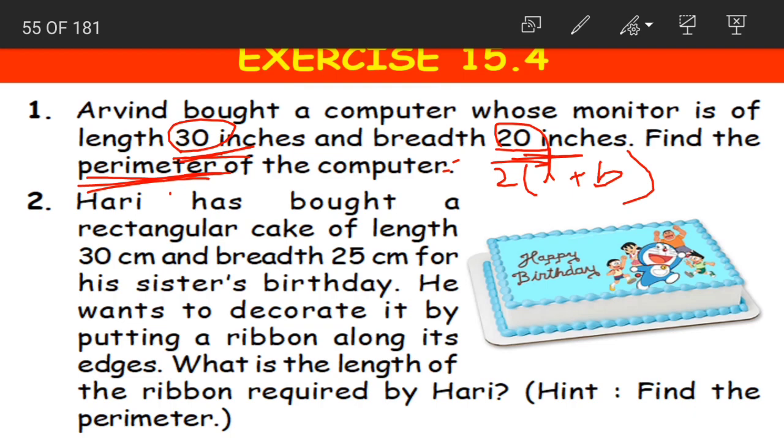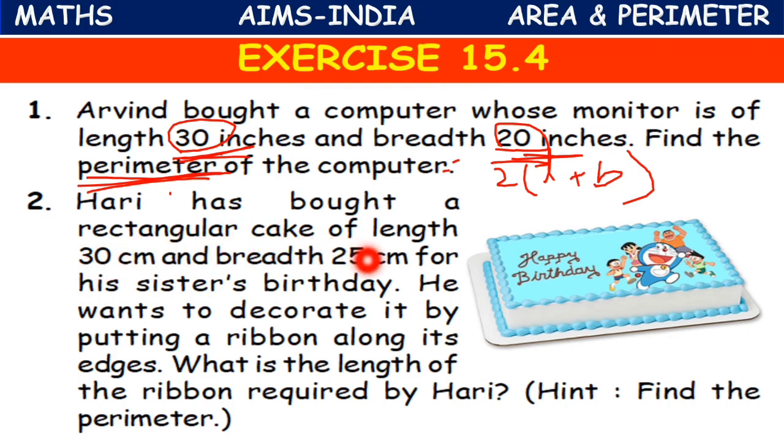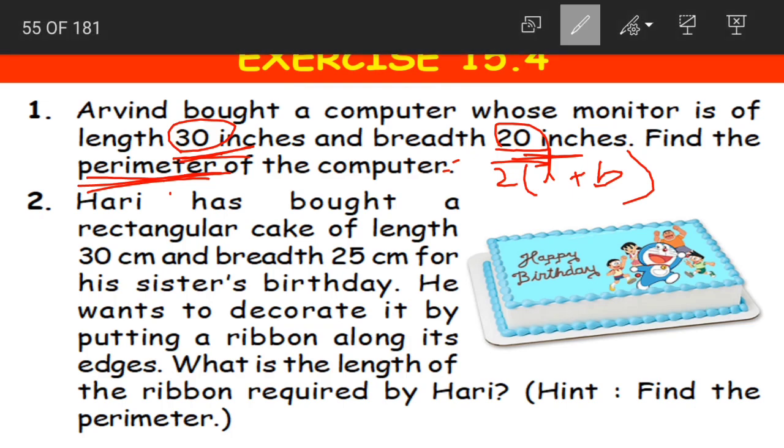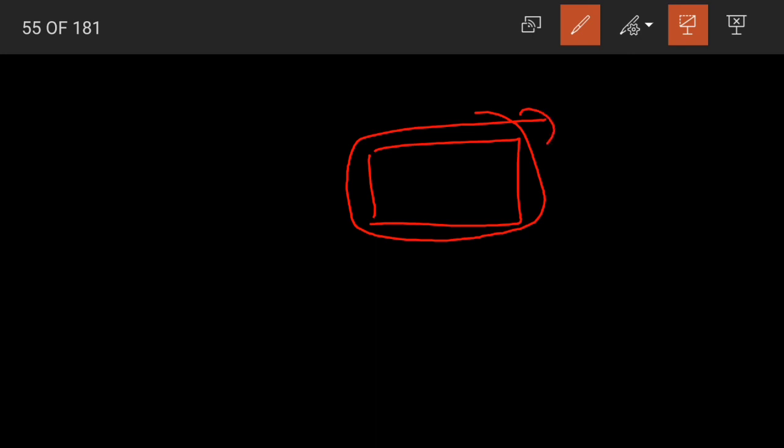Coming to question 2. Hari has bought a rectangular cake of length 30 centimeters and breadth 25 centimeters. He wants to decorate it by putting a ribbon along its edges. What is the length of the ribbon required by Hari? Read the question carefully, children. Hari has bought a rectangular cake, and he wants to put ribbon across the cake. So how much length of ribbon will he need?